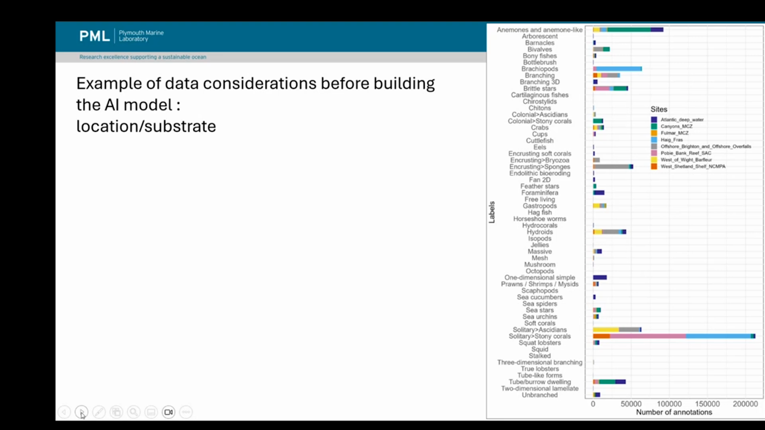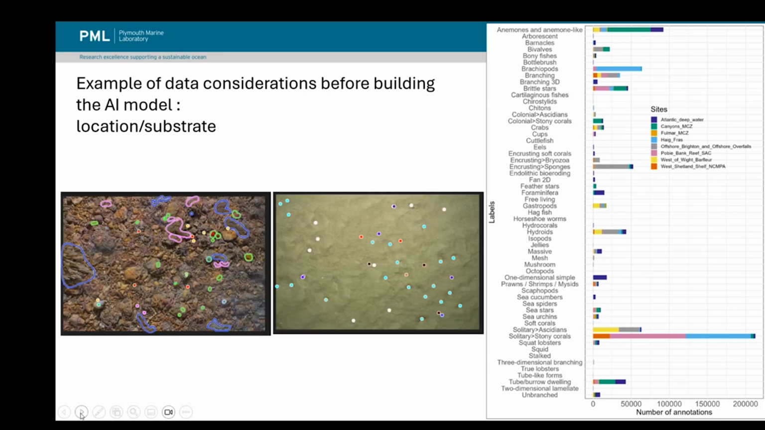So there's huge imbalance in this data set as well in terms of where your annotations are being drawn from, as well as huge imbalance in the numbers of annotations per group. And yeah, we had anything from cobbly, gravelly, very coarse substrate through to very fine sand and mud as well.